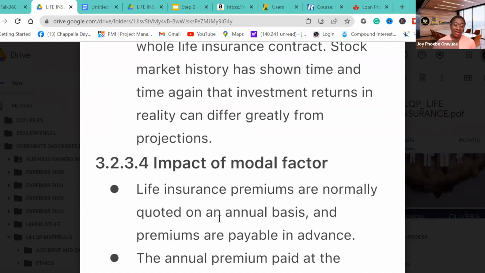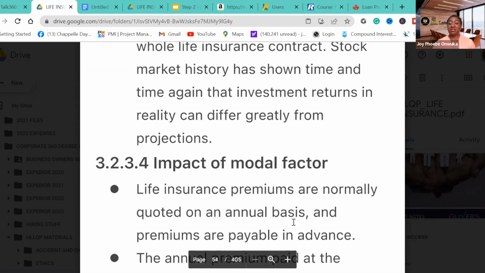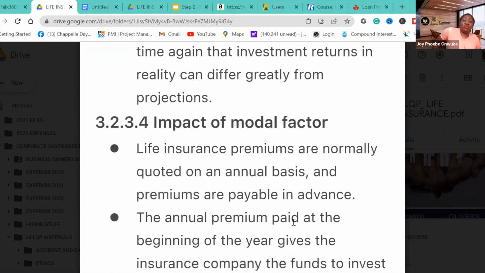Now, impact of modal factors. What are the impacts of modal factor on all these scenarios? Life insurance premiums are normally quoted on an annual basis. Oh, by the way, when we say modal factors, we are talking about the mode of payment. Life insurance premium can be paid annually, can be paid semi-annually, and it can be paid monthly.